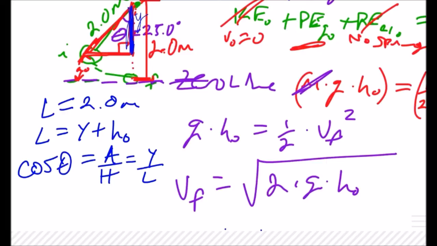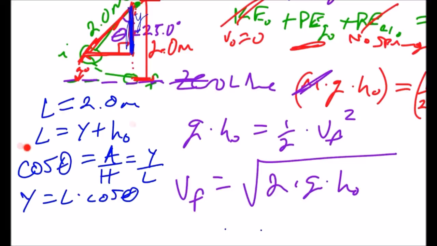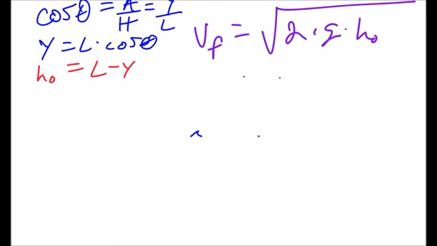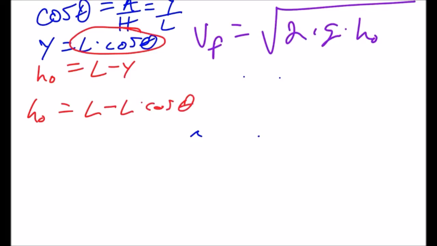If we rearrange to solve for y, we say that y is equal to L times the cosine of theta. Alright, now let's use this equation up here and solve for h naught. So we can say that h naught is equal to L minus y. And now we can make a substitution with the other equation we got from our trigonometry just a second ago. We'll substitute in h naught equals L minus, and then all this stuff up here is y, so we'll just substitute it in and say L times the cosine of theta.